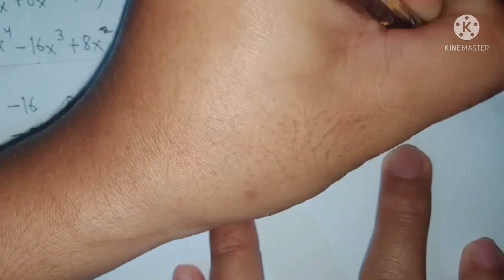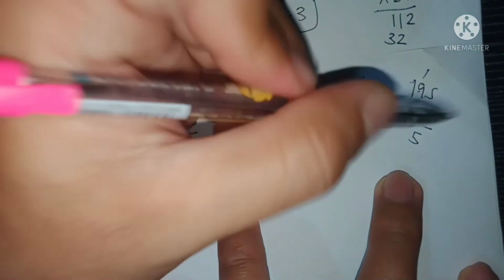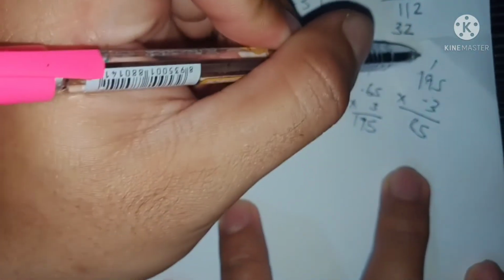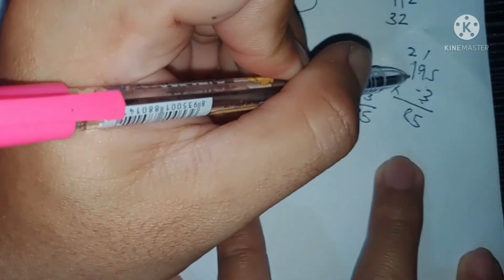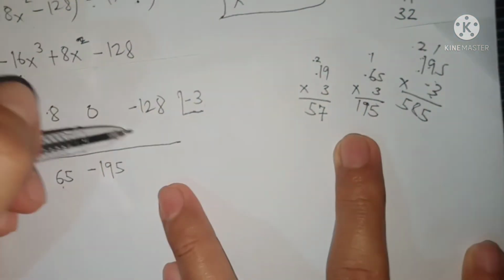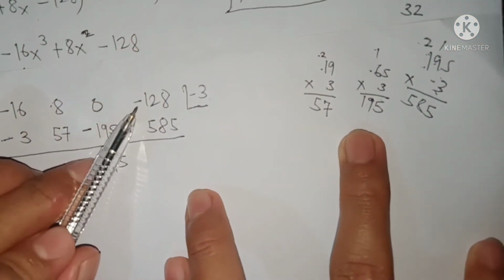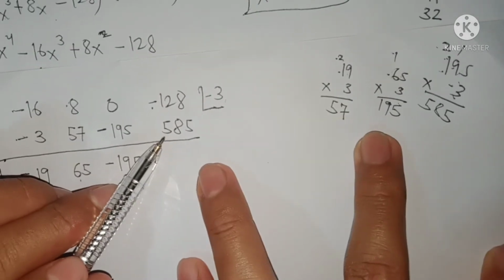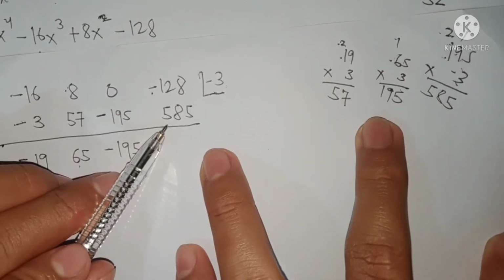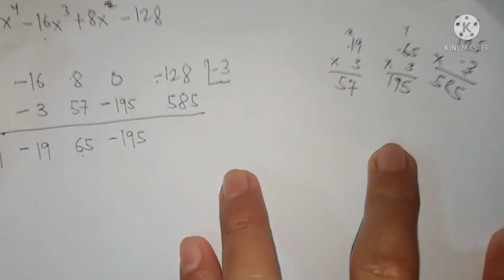So we have 195 times 3. 3 times 5 is 15, carry 1. 3 times 9 is 27 plus 1. So that is 28. So carry 2. 3 times 1 is 3. And then plus 2 is 5. So you have positive 585. And then negative 128 plus positive 100 plus positive 585. Pwede nating i-take as 585 minus 128.